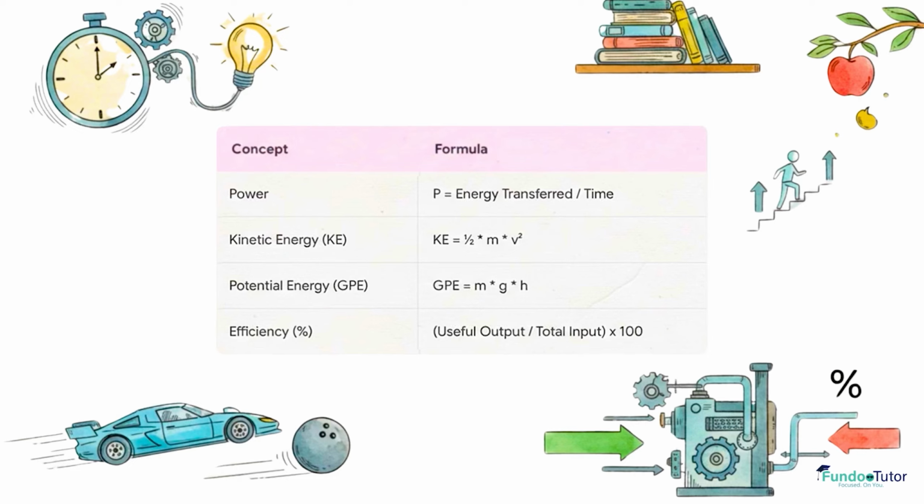Useful output is the energy doing the job you want, like the light from a bulb, while total input is all the electricity it uses up. Just remember, useful out divided by total in times 100.